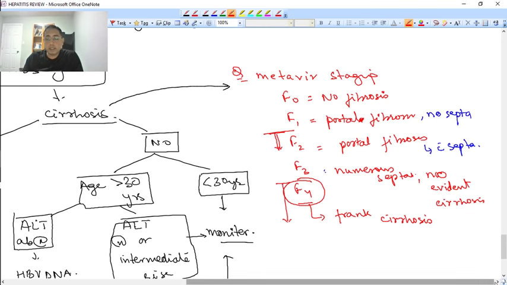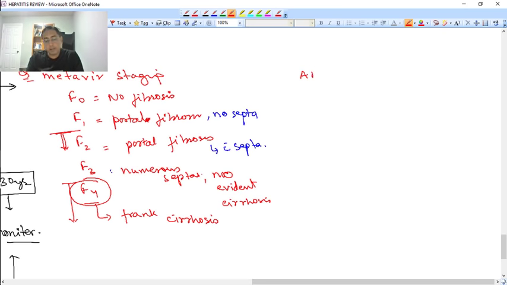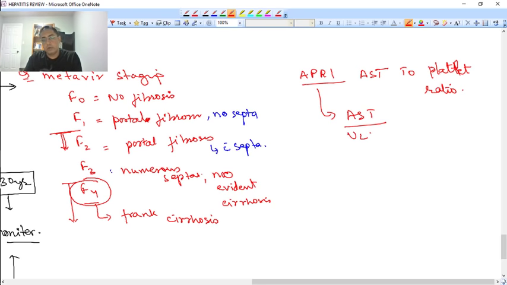Also, the liver staging can be done by something known as APRI staging, that is AST to platelet ratio. It is calculated by a simple formula: AST divided by the upper limit of normal, into 100, divided by the platelet count of the person. So APRI staging is also important, and it tells us about the fibrosis staging. There is also another classification, Fib4.